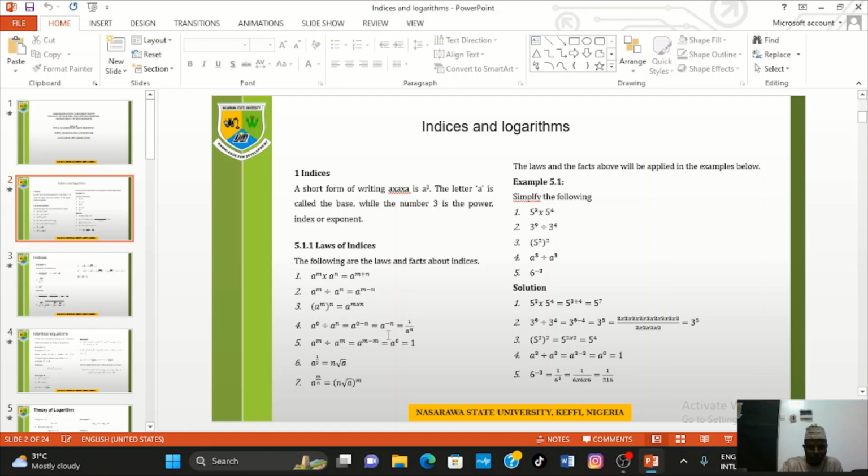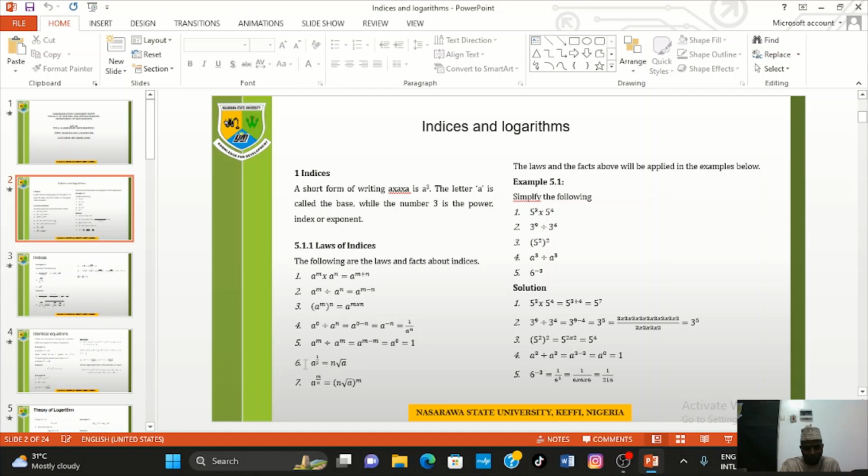Then 5: a raised to the power of m divided by a raised to the power of m. That is the same base dividing the one with the same power. As we are dividing, you subtract the powers, so a raised to the power of m minus m will be equal to a raised to the power of 0. And anything raised to the power of 0 is 1.